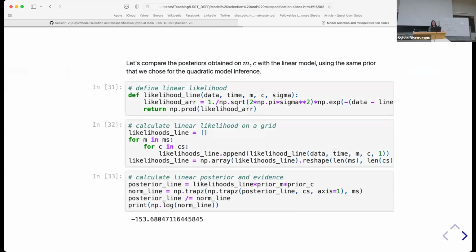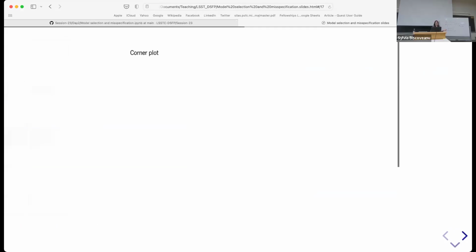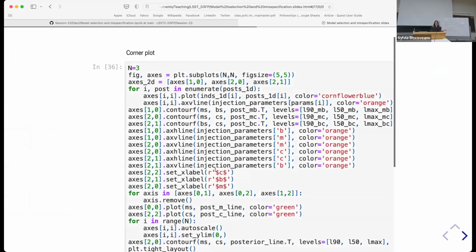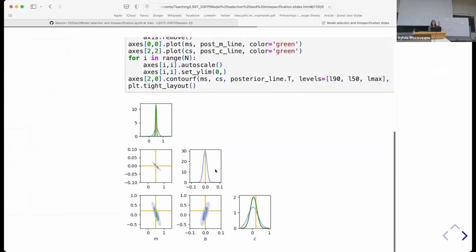Okay, so we're just going to go through and recalculate our evidence for the linear model using the same exact priors that we just used for the quadratic model on the M and C parameters. And so you see that we get slightly higher evidence for the linear model compared to the quadratic model. And if we compare the posteriors, we can also see that our posteriors on the M and C parameters for our linear model are narrower. So where is the extra uncertainty coming from in the quadratic model?